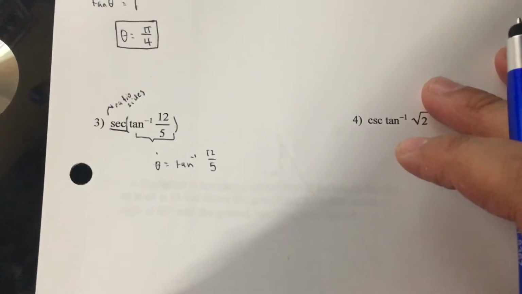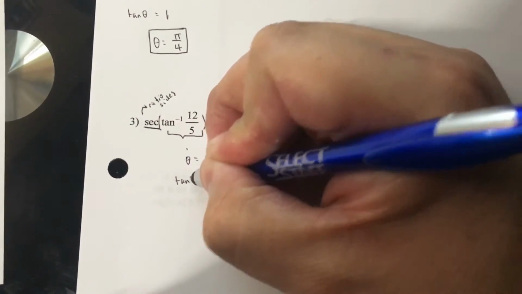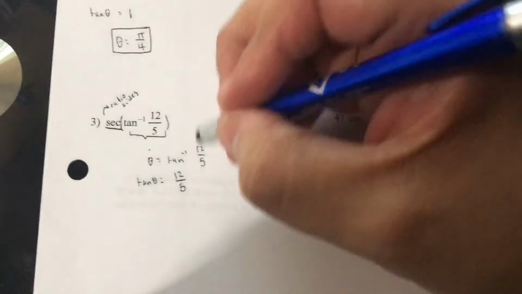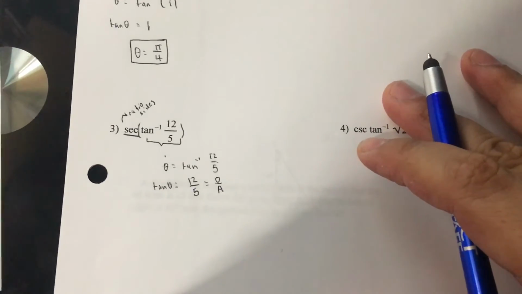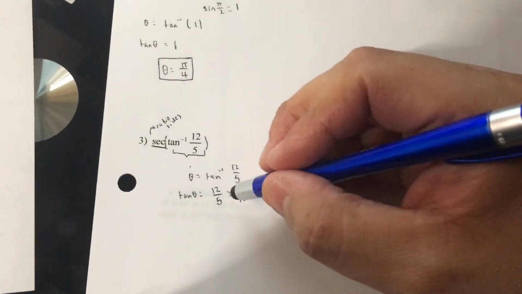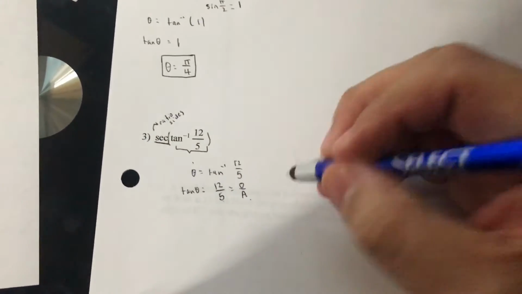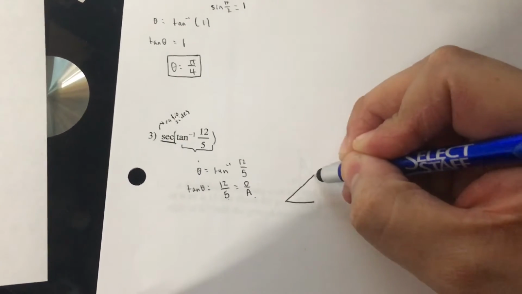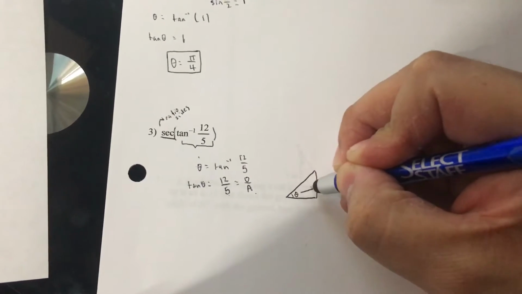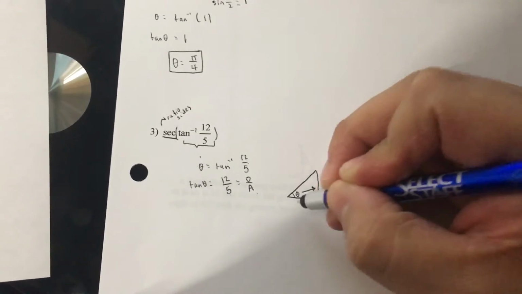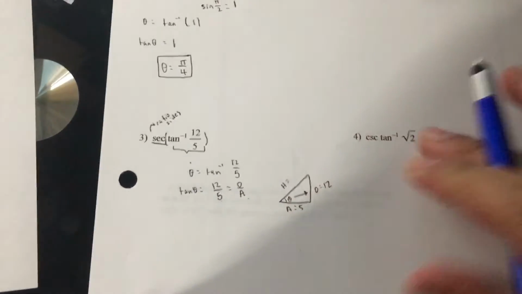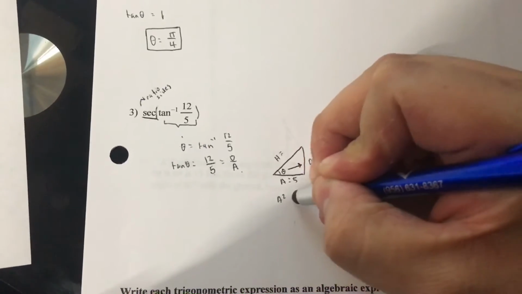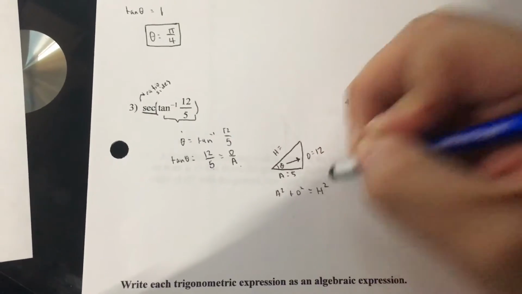Okay, something like that. So tangent theta is equal to 12 over 5. One of the things you should remember already, tangent is equal to O over A. So if tangent is equal to O over A, guys, that means O is 12 and A is 5. So I'm going to draw a triangle here. My O is equal to 12, my A is equal to 5, and I don't know what my H equals, so I can find it using this equation, the Pythagorean theorem.